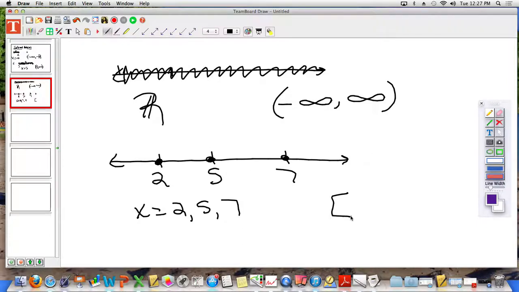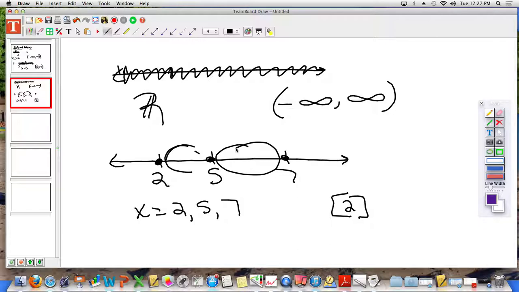Like this. 2. Starts at 2, ends at 2, right? Does it include 2? Yeah. That's colored in. Very good. It also happens at 5. It also happens at 7. But we have these empty spaces in the middle. What do we normally write here in the empty space?